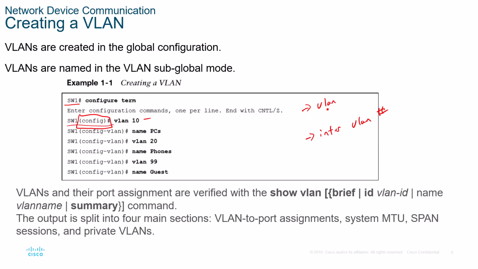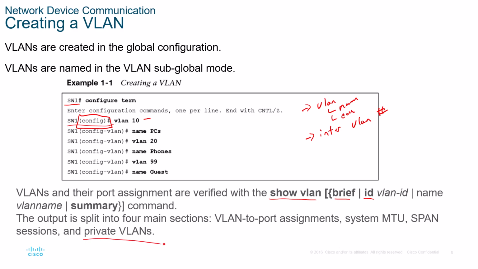If you're just setting up a VLAN, you can give it a name, a description, things like that. To view any of this, you could do a show VLAN brief, or show VLAN ID with a number, and you can summarize it. The output should be split into 4 main sections: VLAN to port assignment, system MTU, spanning session, and private VLANs.